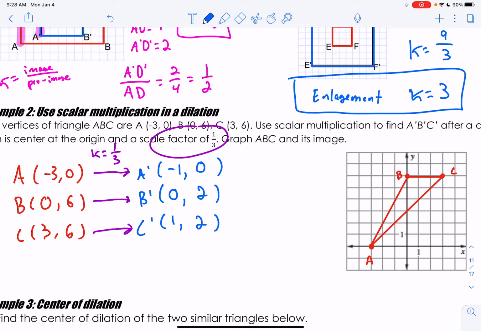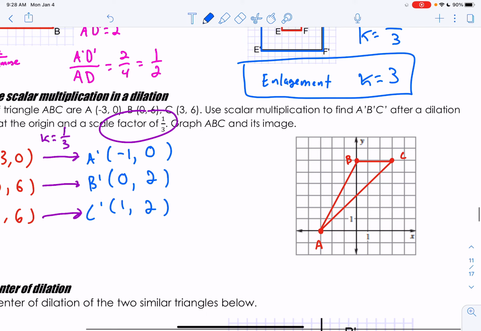Now remember that scale factor is 1/3, which is between 0 and 1, so this should be getting smaller. Let's go ahead and graph my image points, A prime, B prime, and C prime. A prime is the point (-1, 0), that's going to be right there. B prime is the point (0, 2), which will be right there. And then C prime will be the point (1, 2), which is going to be right there.